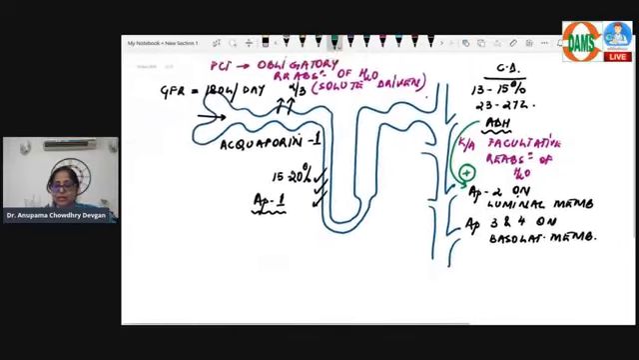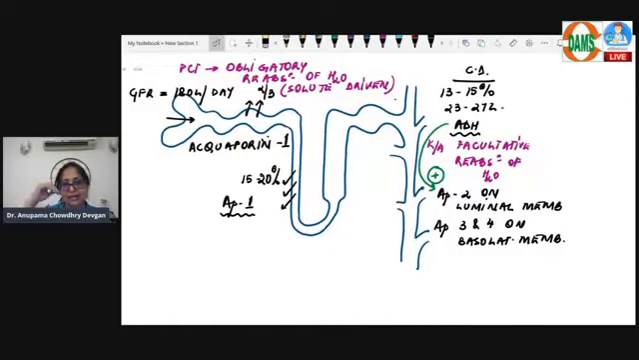So if you look at water reabsorption, maximum reabsorption is in the PCT, which is known as obligatory. 2/3 of water reabsorption will take place in the PCT, irrespective of ADH secretion, with the help of aquaporin 1. In the descending thin segment, 15 to 20% of the water reabsorption, again with the help of aquaporin 1. In the collecting duct, there is 13 to 15% of the water reabsorption. This is under the control of ADH and is known as facultative reabsorption. This is with the help of aquaporin 2 on the luminal side and aquaporin 3 and 4 on the basolateral membrane. ADH will increase the number of aquaporin 2.